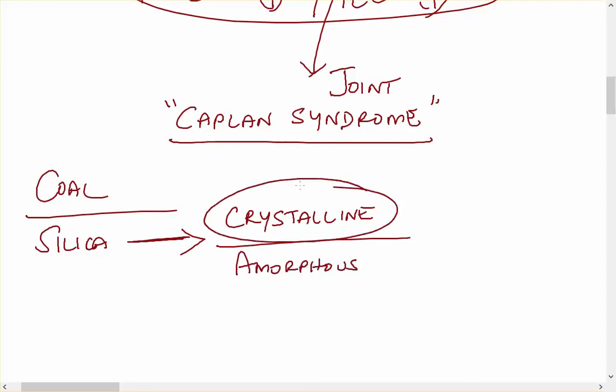So crystalline form is pathologic. That is the one that produces the disease. Amorphous form is not pathologic. So when the crystalline form enters, the whole process happens.